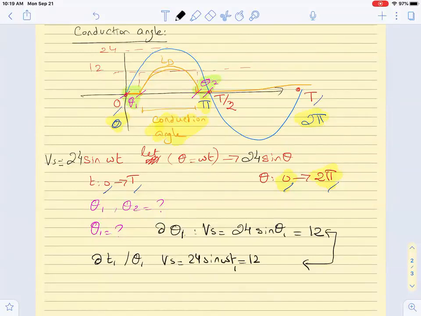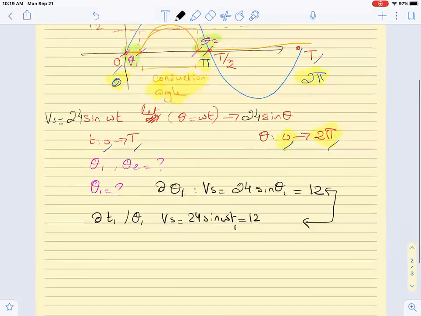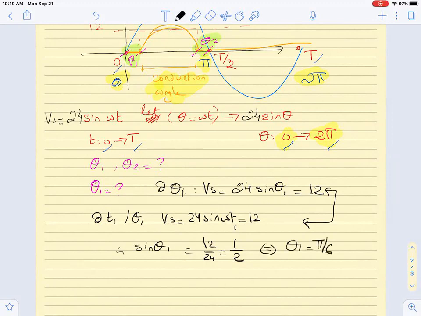Is this clear, or does anyone have a question? Is it clear for everybody? Yes. Okay, great. So sine theta 1 is equal to 12 over 24, which is equal to half. Which angle gives me sine theta equal to one half? If and only if theta 1 is equal to pi over 6. And it's also the same solution for pi minus pi over 6, right? Is that correct?